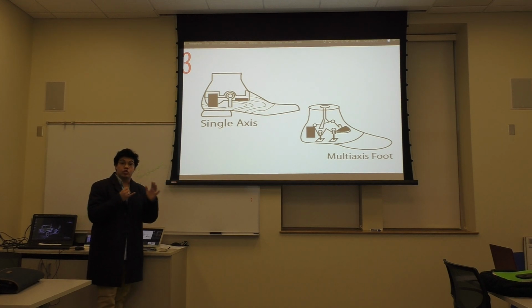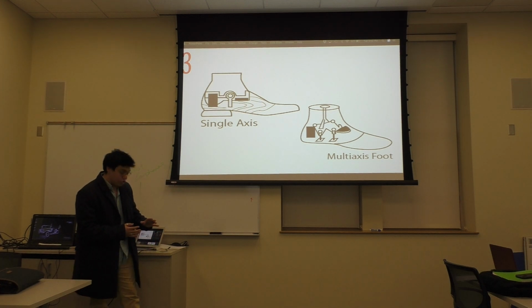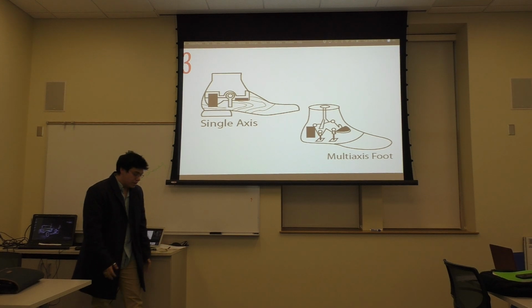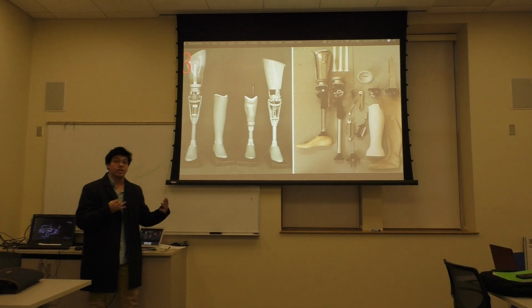What it did mainly is it increased stability and it emulated the movement of the actual human foot from heel first down to the balls of the foot, meaning that it could work on uneven terrain, which single axis prosthetics could not do at the time.